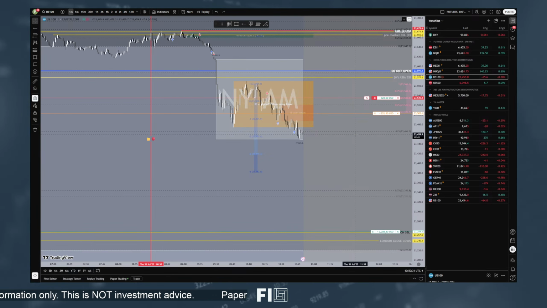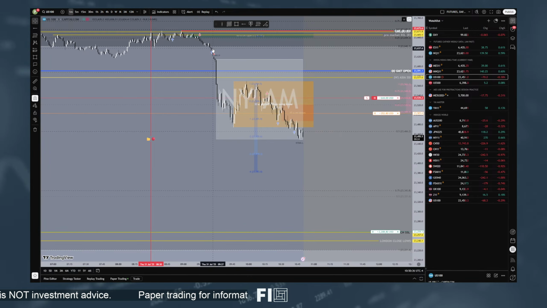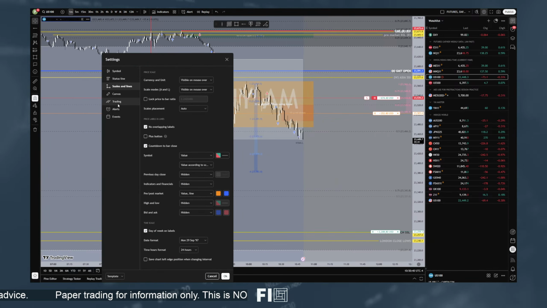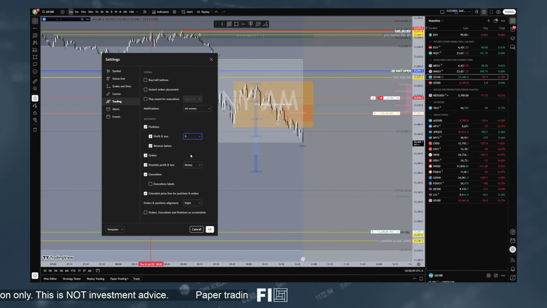If anyone can actually help me, I'm trying to make it seem so that I don't see the digits, I see the ticks or something. Because that's a little annoying too. Positions. There you go. Profit loss ticks. Percent. Okay, that's good.